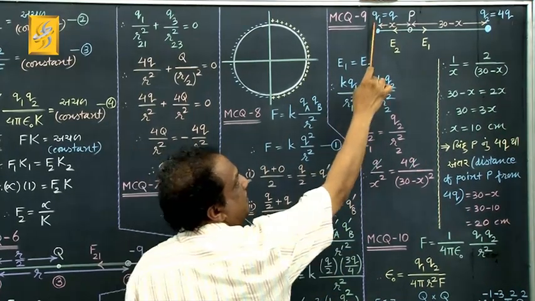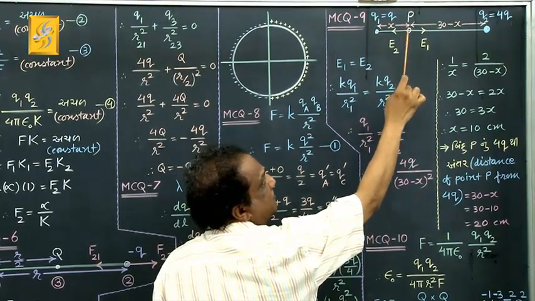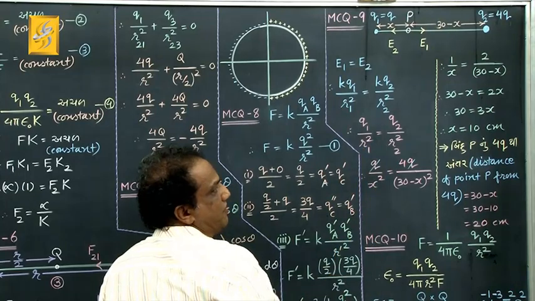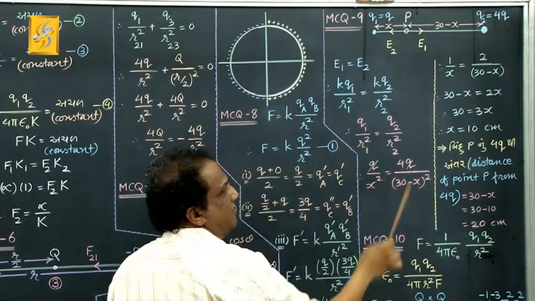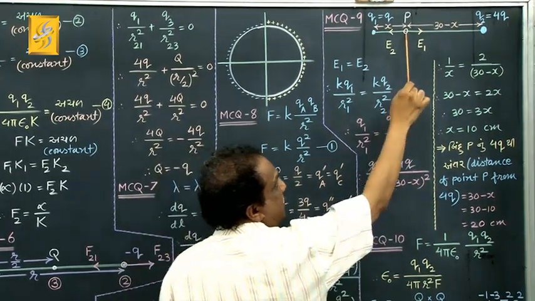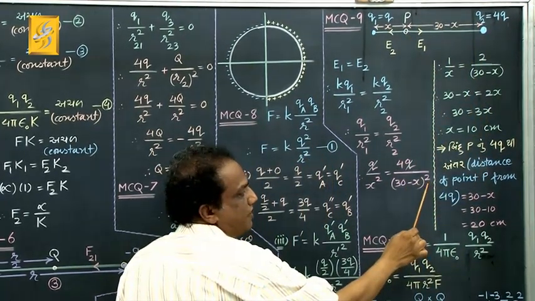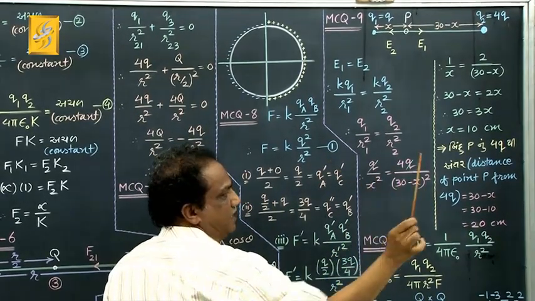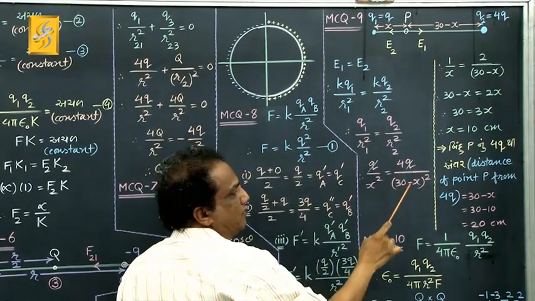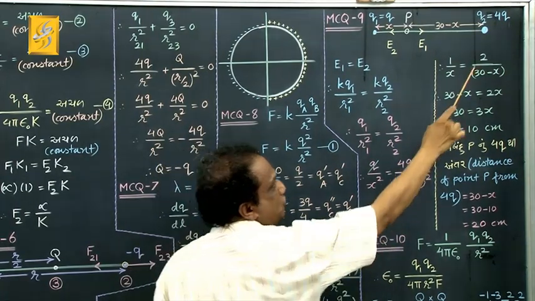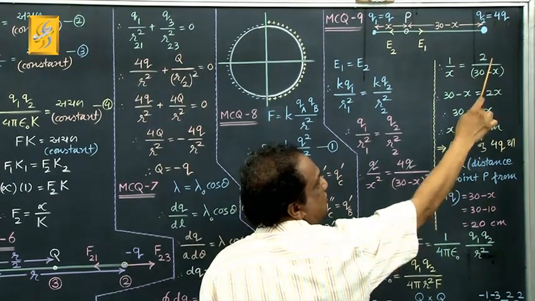What is Q1? Q1 is Q, correct? R1 square. What is R1? Distance of point P from first charge, which is x. So R1 is x, its square. What about Q2? Magnitude of this charge is 4Q, correct? Divided by square of distance of point P from second charge, which is 30 minus x, and so it's squared. Now simplify. Q's are getting cancelled. Left is 1 upon x square, take square root, it will be 1 upon x. Here 4 upon 30 minus x whole square, take square root: square root of 4 is 2, square root of this is 30 minus x. Now take cross multiplication, 30 minus x will be 2x.